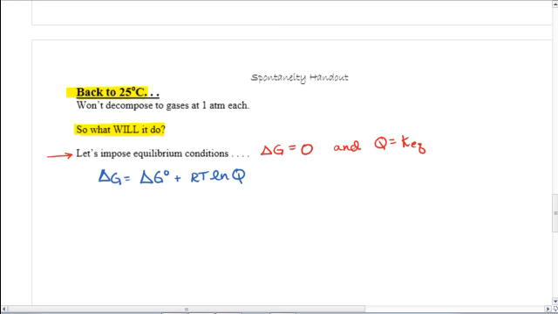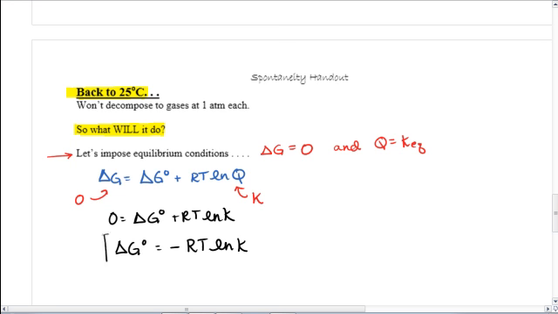But now, based on what we've just imposed, we know that delta G will be 0 and Q will be KEQ, or I'll just call it K. So if that's true, then 0 is equal to delta G naught plus RT natural log K, and delta G naught is equal to negative RT natural log K. This equation is on your useless information sheet. It's a pretty important equation because here's what it tells you.